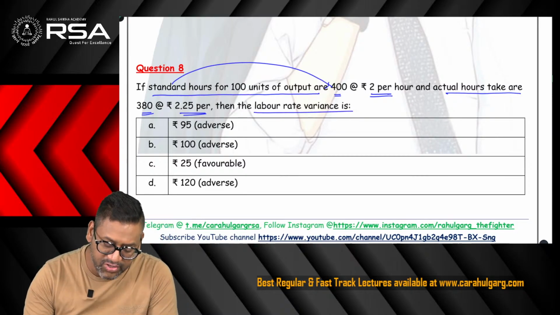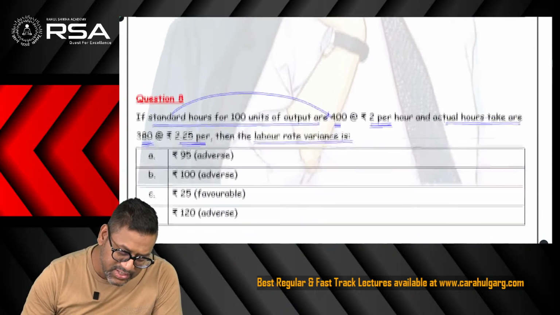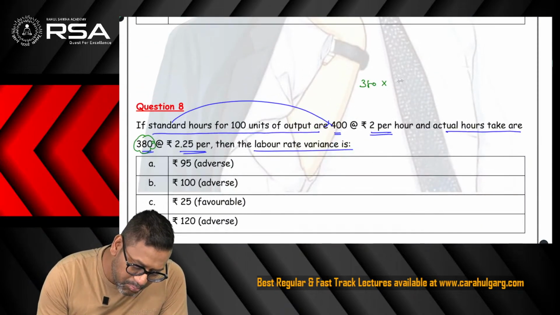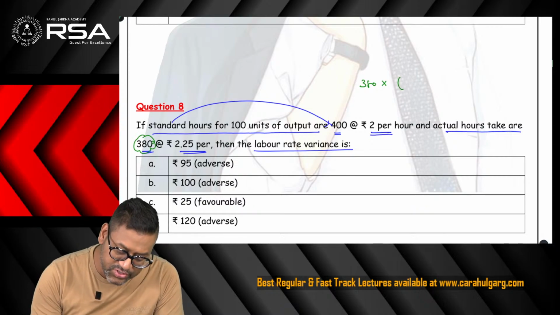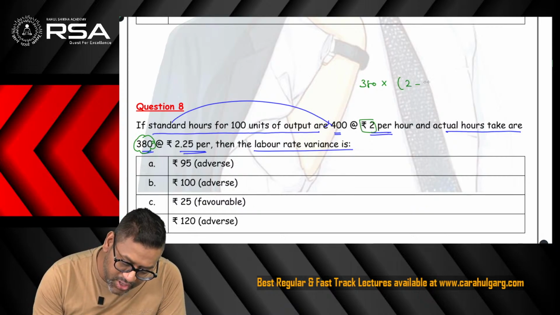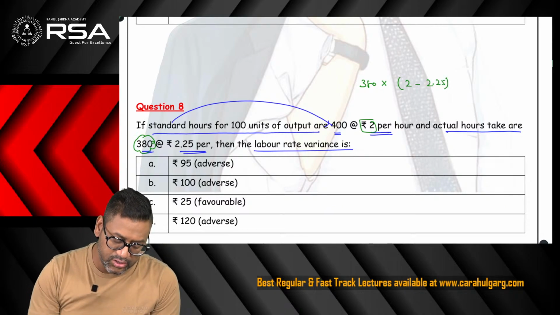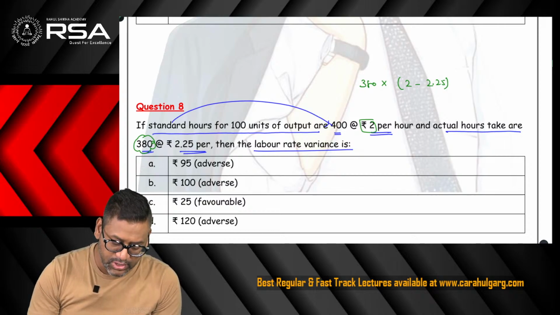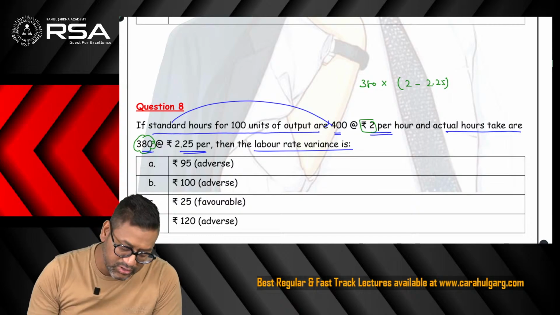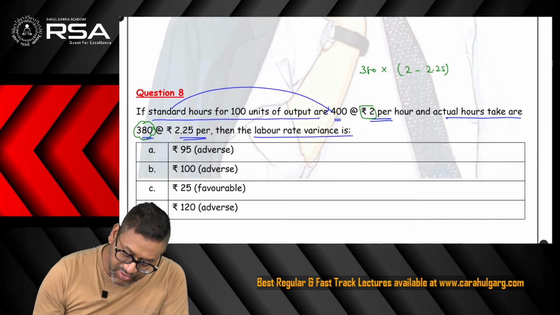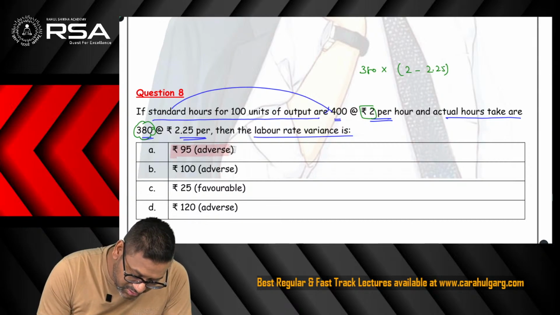What will be the labor rate variance? So labor rate variance is simply you have to take the actual hours, that is 380, multiply by your standard rate was rupee 2, whereas you have paid 2.25, means you have paid 25 paisa more for this. So 380 into 0.25, you get 95 rupee, and that on the adverse side. So 95 adverse is the correct answer.